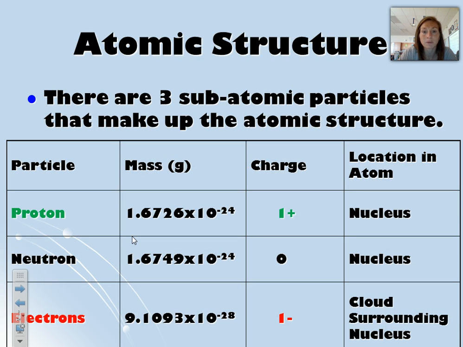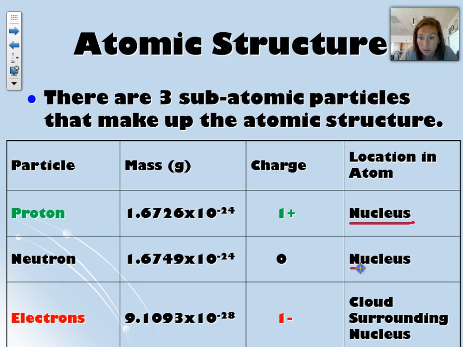Now, there are 3 subatomic particles, as I mentioned, that make up the atomic structure. And they are the proton, and its mass is indicated here, 1.67 times 10 to the negative 24th grams, and that is very, very small, as you can possibly imagine. Its charge is a positive 1. So I want you to think P for positive, and that's what proton starts with, and it has a positive charge. I also want you to remember that its location is in the nucleus of the atom, in the center, like I showed you in that picture in the slide before.